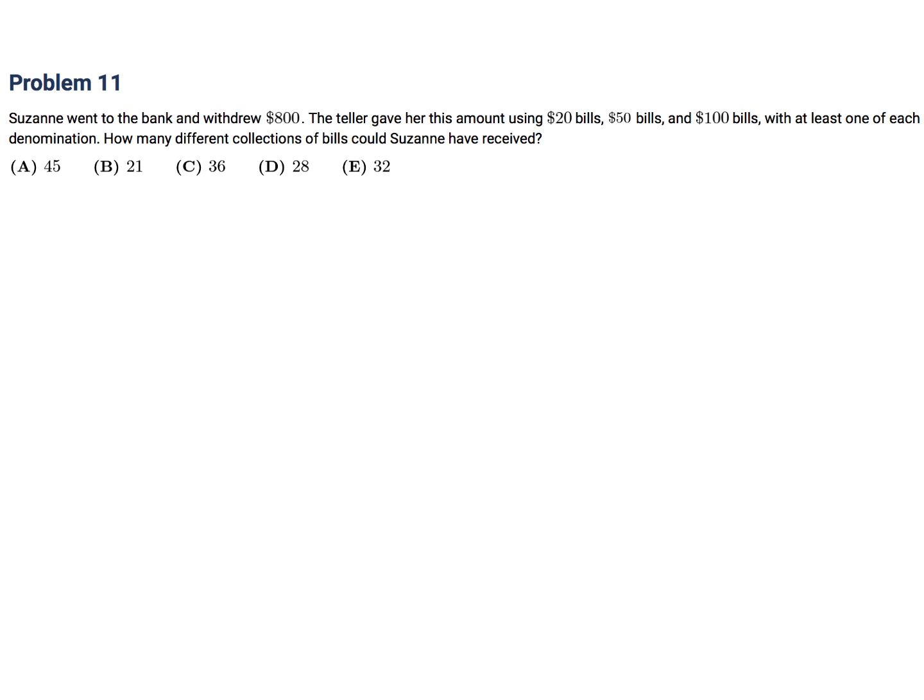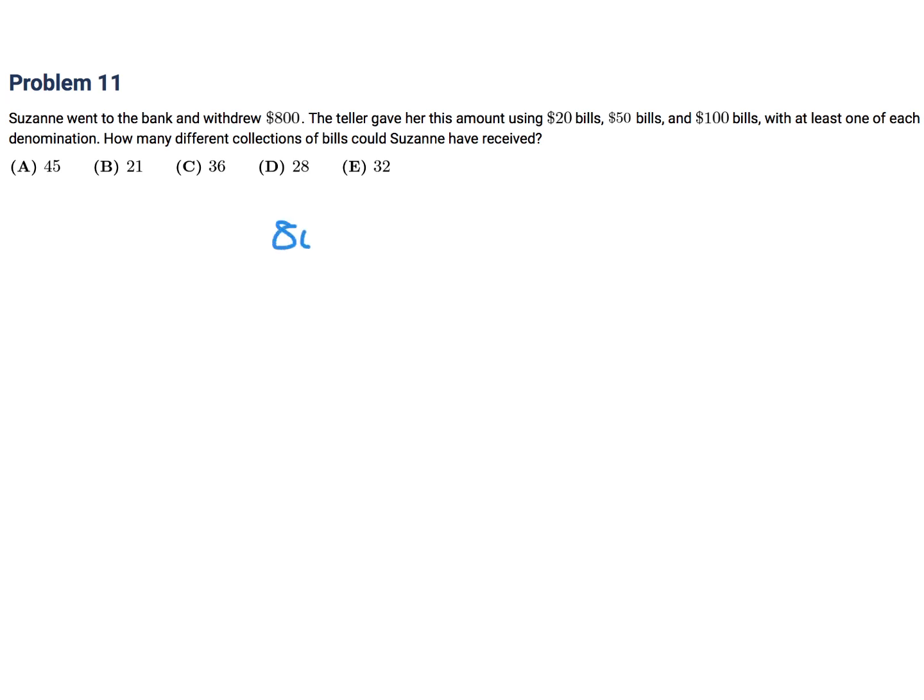Suzanne went to the bank and withdrew $800. The teller gave her this amount using $20 bills, $50 and $100. With at least one of each denomination, how many different collections of bills could Suzanne have received?